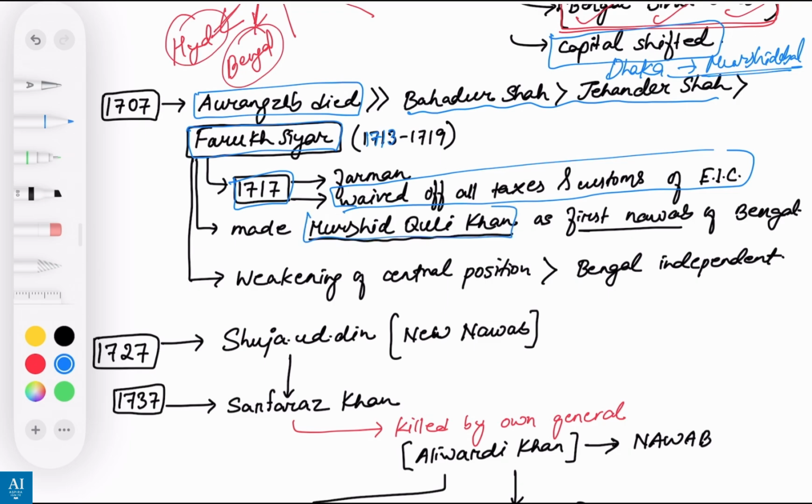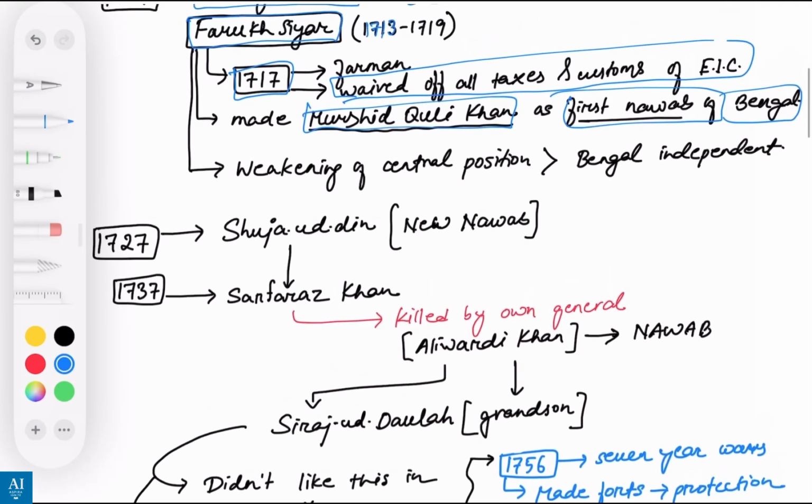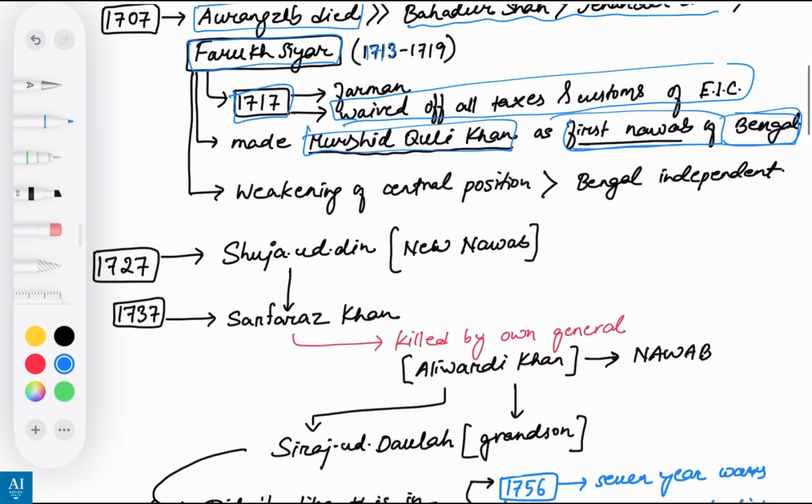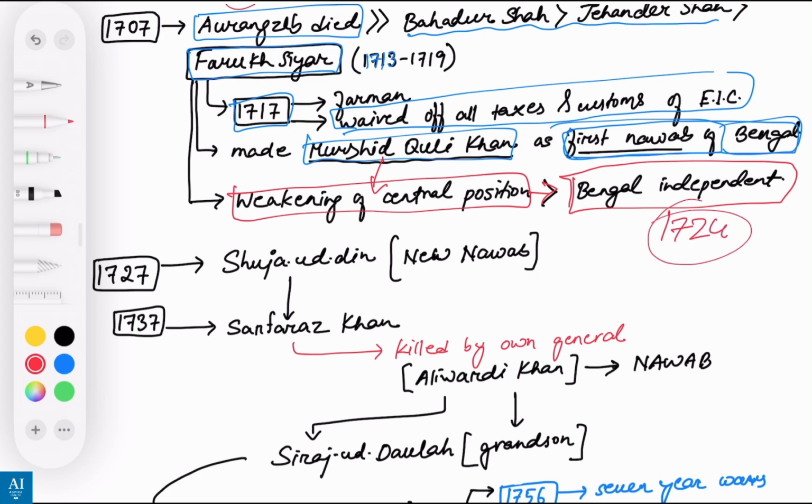Farrukhsiyar also made Murshid Quli Khan the Nawab of Bengal, the first Nawab, before which he was the Bengal Diwan. Compared to the Diwan position, the Nawab has more powers and autonomy. So, when Murshid Quli Khan knew about the weakening of the central position, what would he think? He would think about making Bengal independent, similar to Nizam-ul-Mulk Asaf Jah, who thought of making Hyderabad independent in 1724.